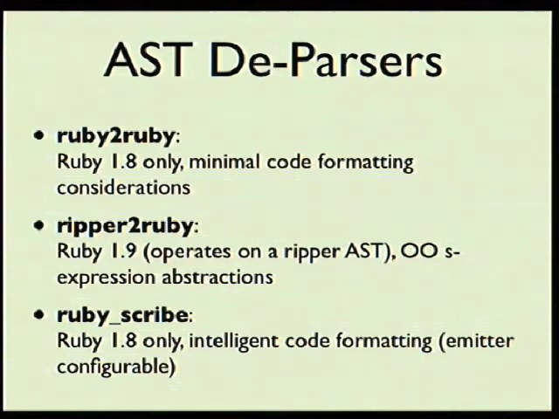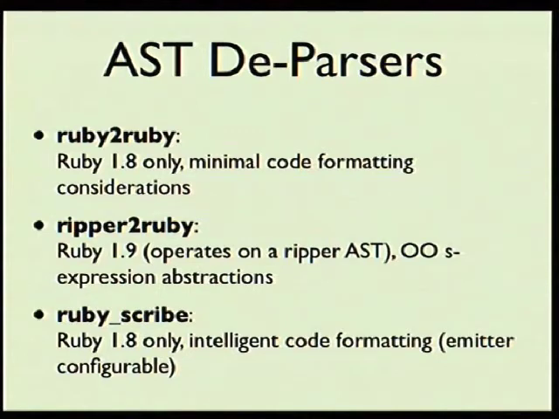Similar to Ruby, I think it falls into pretty much the same problem, where it will output working code, but it's not formatted particularly well. And so in trying to use these, I was frustrated with the output I was getting, and so I created the third one. It's called Ruby Scribe, and it's a deparser similar to Ruby. It's a complete implementation, but it tries to do a lot of things to intelligently format your code.